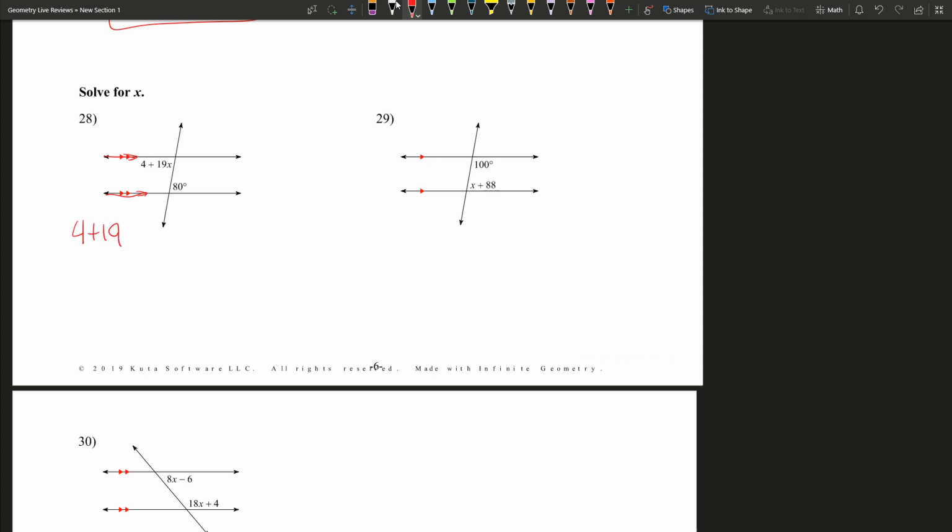So 4 plus 19x will equal 80. 19x equals 76. Divide both sides by 19, so we get x is equal to 4.